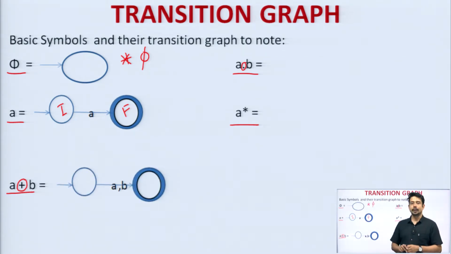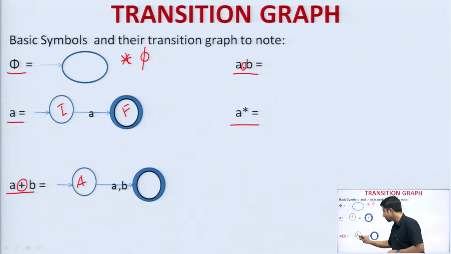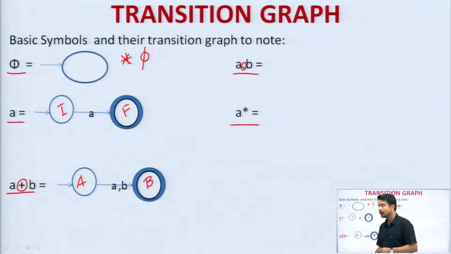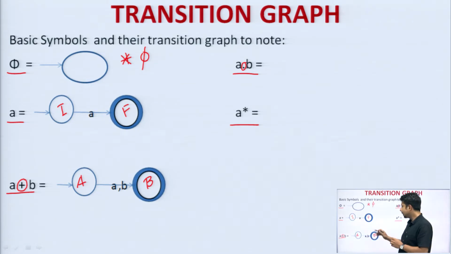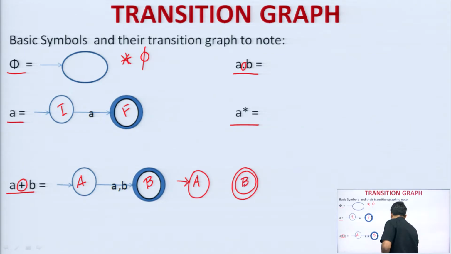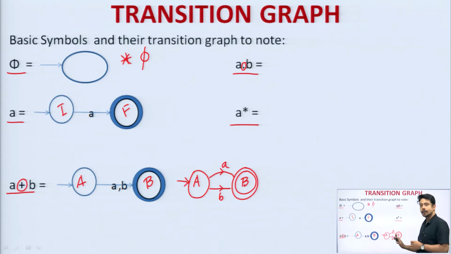So, a plus b will look like this. See, a comma b. Suppose this state name is a and the final state name is b: from state a to state b, we have the input transitions a and b in the same direction. That is why we take it as a union. Or this diagram can also be drawn like this: one transition for a and another transition for b. This is the same concept, both are going in the same direction, so we put them together into one transition separated by a comma.